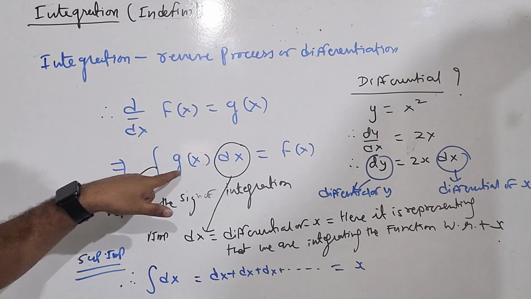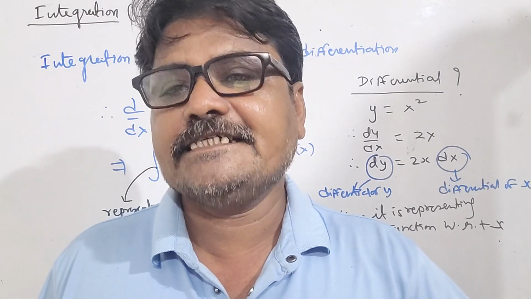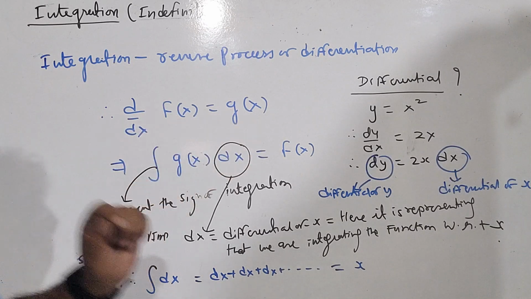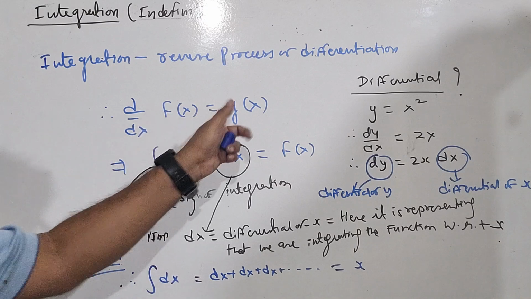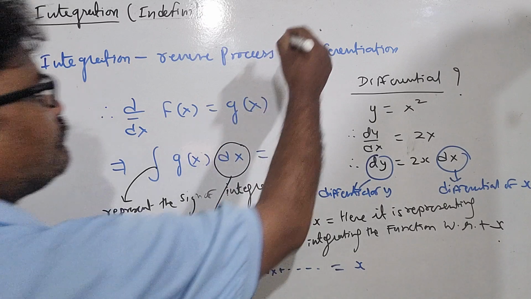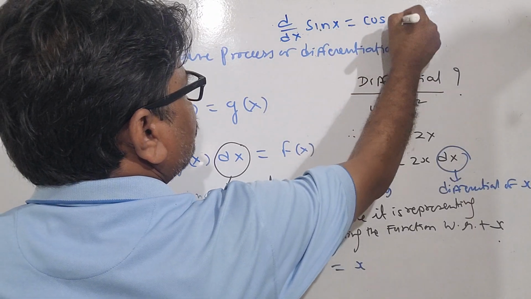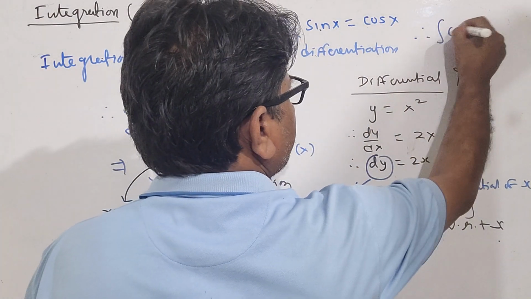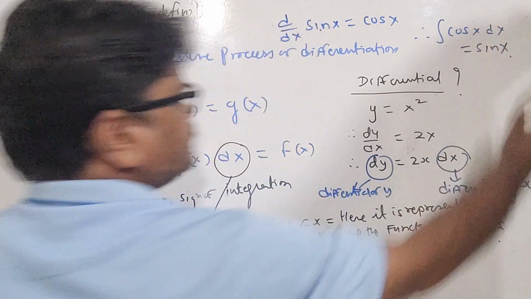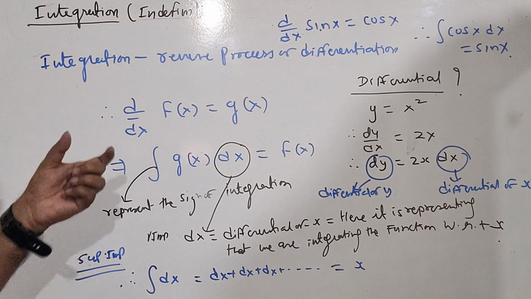Means we have to find the integration of g(x). Ultimately we have to find the function whose differentiation is g(x). Correct? So integrating g(x) means finding the function whose differentiation is g(x), and that is f(x) here, if d/dx of f(x) equals g(x). For example, the derivative of sin x is what? cos x, and therefore the integration of cos x dx is sin x.